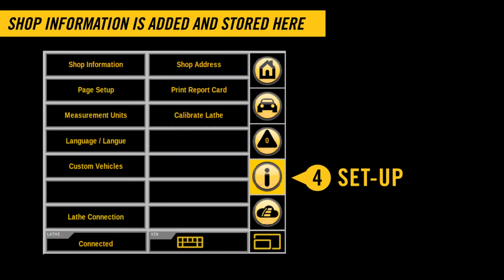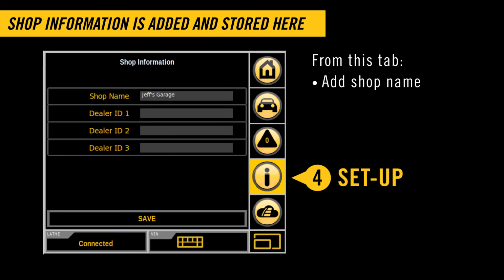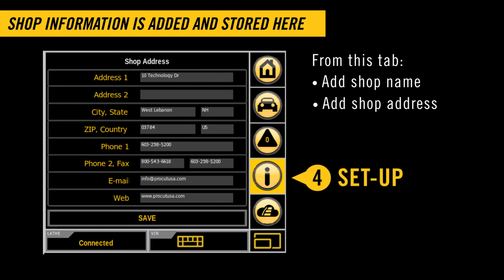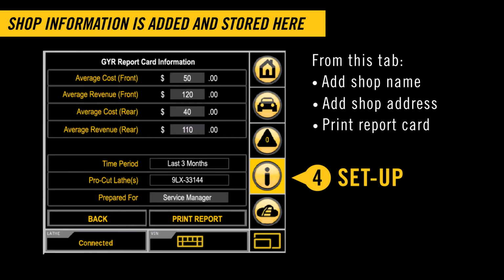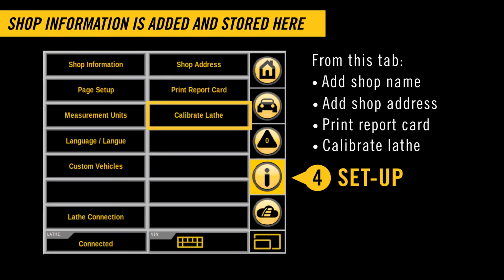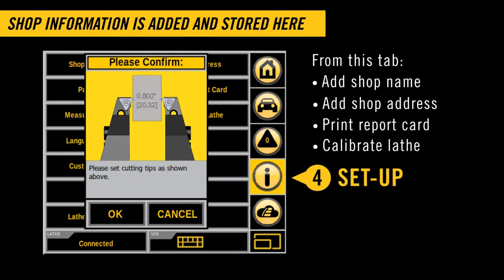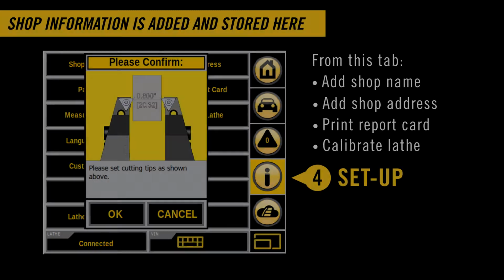Tab 4 is the Setup page, where basic information like the shop name, shop address, and phone number are added once and then stored. A report card can also be printed from this page. Average revenue and expense numbers are added, and the app will calculate profit over any period of time. Cutting head calibration is also handled from this page. Using the included 0.8-inch gauge block, just follow the on-screen instructions to recalibrate the system.